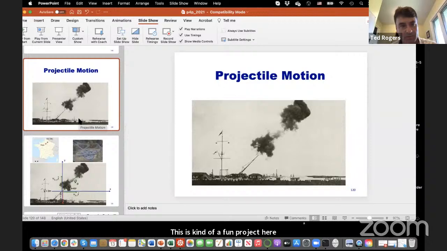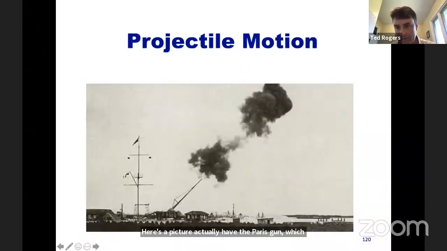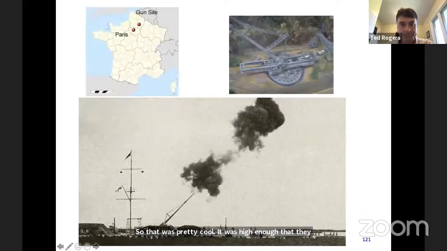Here's a picture of the Paris gun, which in World War I was a giant cannon built by Krupp Armaments to shell Paris from 75 miles away. It was the highest reaching projectile produced by humans until the invention of the V-2 rocket. So that was pretty cool. It was high enough that they had to start to worry about things like the Coriolis force.